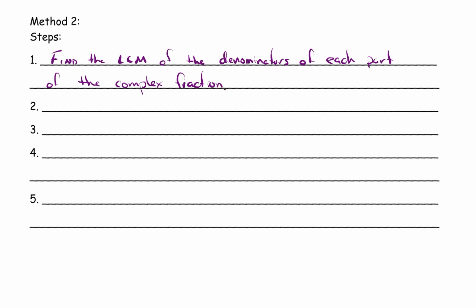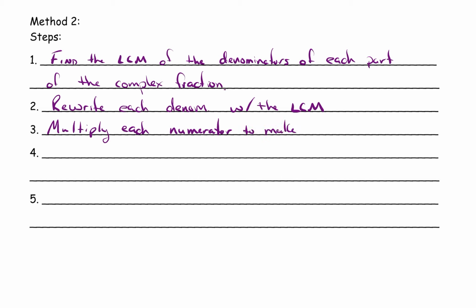Then we're going to rewrite each denominator with the LCM. Then we're going to multiply each numerator to make it equivalent. So whatever we need to multiply by to get the equivalent fraction, we're going to multiply by that. So multiply each numerator to make them equivalent.